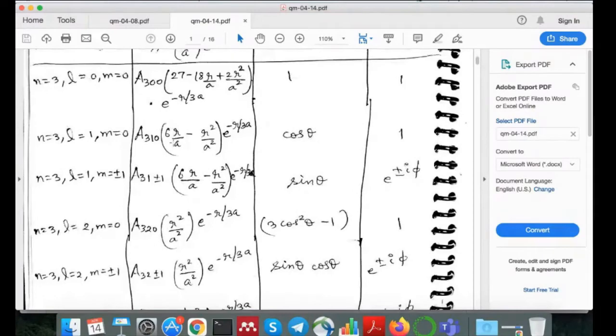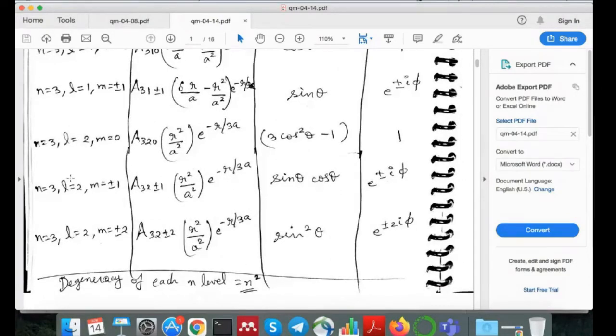Similarly, you can see the same thing here as well. When l is 1, in these three degenerate states, this radial wave function is exactly the same. Similarly, when l equal to 2, and m is 0, plus or minus 1, plus or minus 2, then these things are exactly the same. The normalization constants might vary, but the radial part of the wave function is exactly the same. So that is the first observation that we can make from these wave functions.